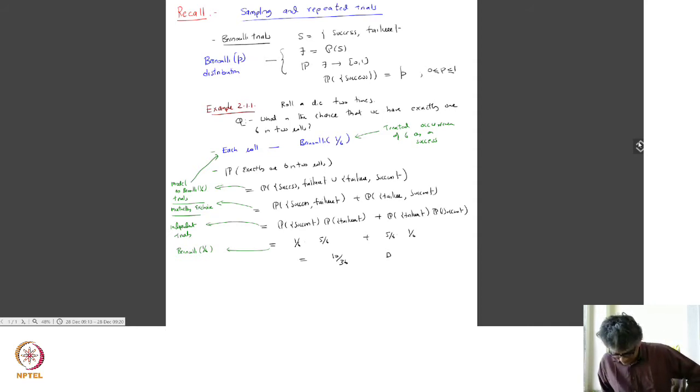Very nice. So now I will try to generalize this. If I'm performing this roll 10 times, let's say, I can't keep writing down my sample space again and again. So now I would like to do something a little different. I will just recall a fact.